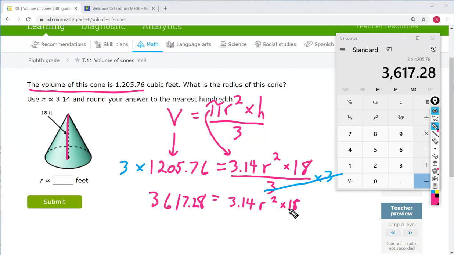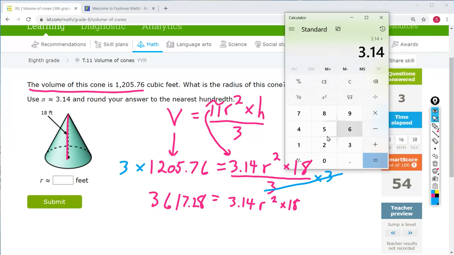Okay, what can I do now? I can divide, well, yeah, I could multiply this and this together. So you could do, actually, okay, you know what? I will do that. 3.14 times 18 is 56.52.